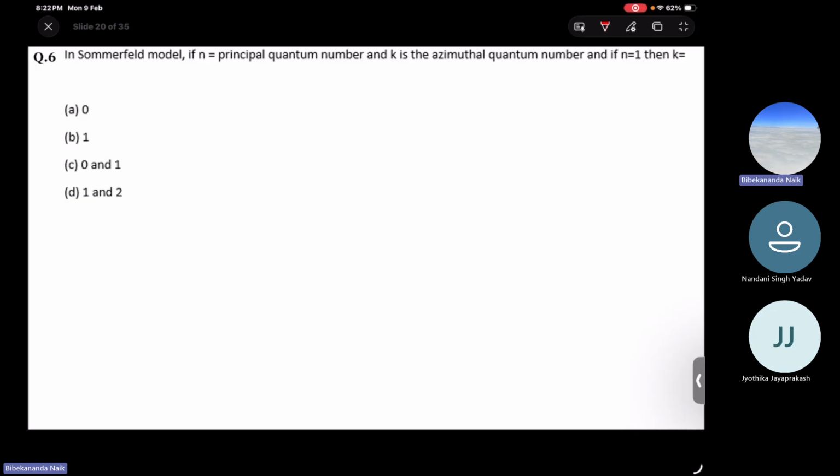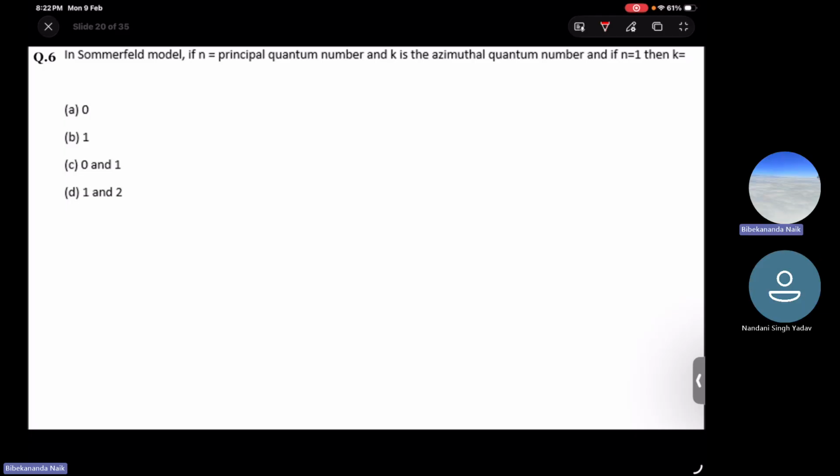Question number 6 says, in Sommerfeld model, if n is the principal quantum number and k is the azimuthal quantum number, and if n equal to 1, then what will be the value of k? Options are option A 0, option B 1, option C 0 and 1, or option D 1 and 2. So according to Sommerfeld theory, k is less than or equal to n. It was given by Sommerfeld.